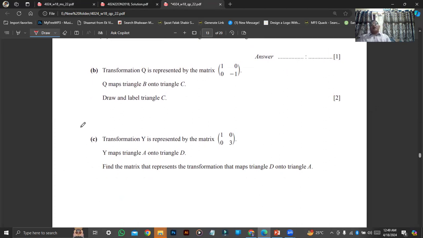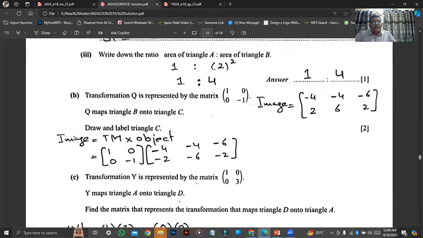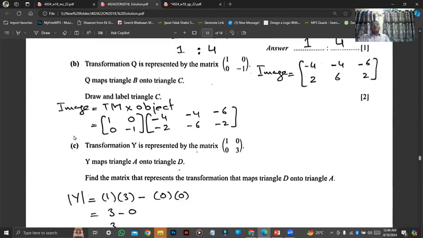by the matrix 1, 0, 0, -1. Q maps the triangle B onto triangle C. Draw and label the triangle. So it's a very simple, straightforward question. You know, the image is equal to the transformation matrix multiplied by the object. The transformation matrix is 1, 0, 0, -1. The object is triangle B. Its coordinates are -4, 2, -4, -2, sorry, -4, -6, and -6 and -2.